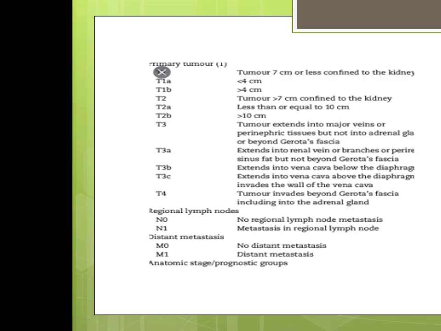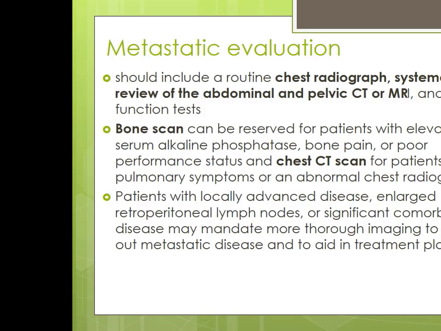N0 is no regional lymph node involvement, and N1 is a metastasis in the regional lymph node. M0 is no distant metastasis, whereas M1 is distant metastasis. We will be seeing more of this TNM classification in our subsequent presentation when we will be discussing the management of renal tumors.